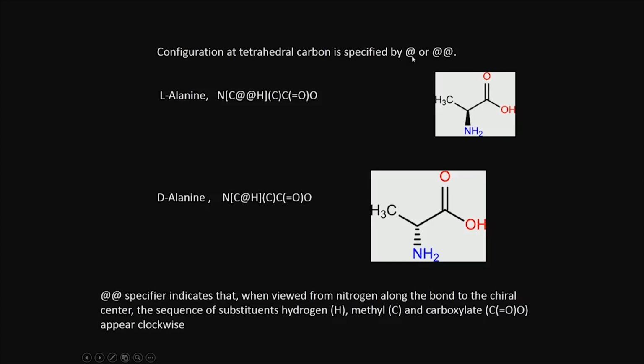Tetrahedral carbon is specified by like this or like this. Okay. So, if you have L-alanine, you have this bond coming out, so you have two of them. If the bond is going in, you have one of them. So, when you have two, it indicates that it is viewed from nitrogen along the bond to the chiral center. Okay. So, you can see this very clearly, D-alanine. So, we have the carbon with the hydrogen inside.